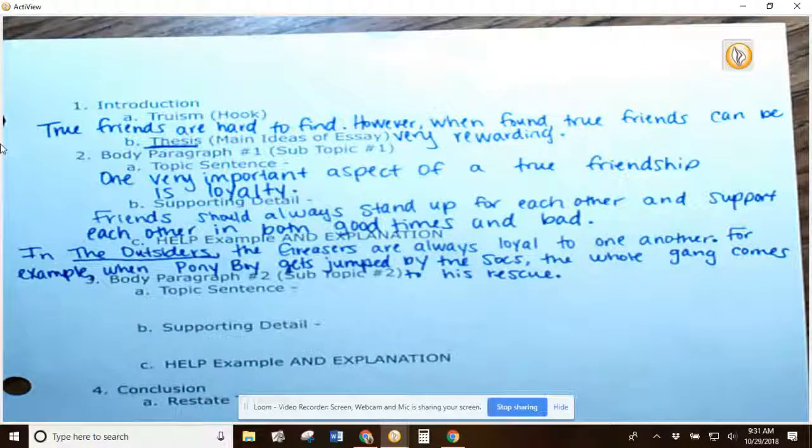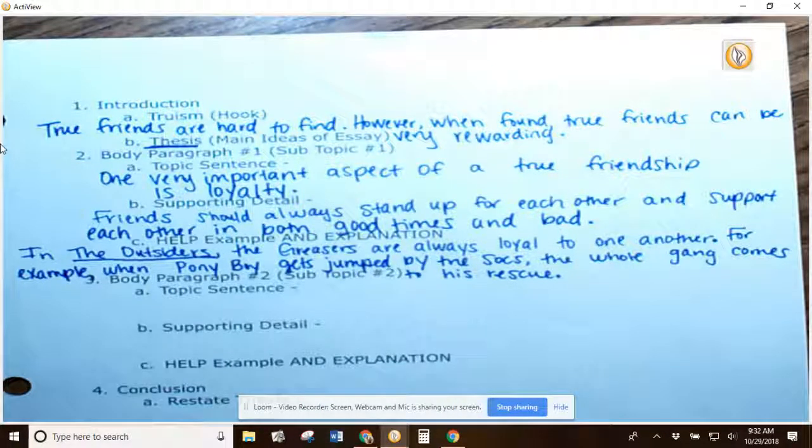Okay, so we've already written our introduction and our first body paragraph. Everybody understand the process so far? Easy enough? Anybody have any questions about it? Okay, so far, here's what our essay would say. True friends are hard to find. However, when found, true friends can be very rewarding. Thesis. My definition of a true friendship is having a friend who is loyal and trustworthy. That's our introduction.